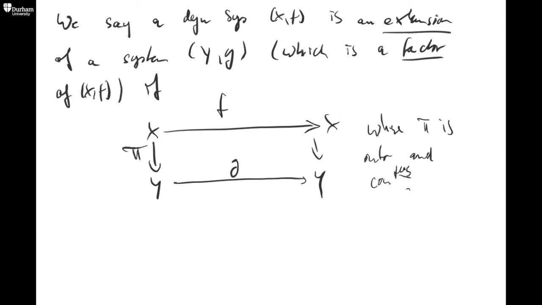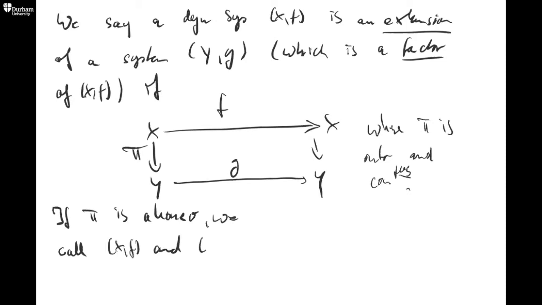Unless, of course, the map pi is a homeomorphism. In this case, both systems are considered basically the same from a topological perspective. So if pi is a homeo, we call the systems XF and YG conjugates. And now we are able to formulate the ultimate goal of topological dynamics. Roughly speaking, it is about classifying all topological dynamical systems up to conjugacy.